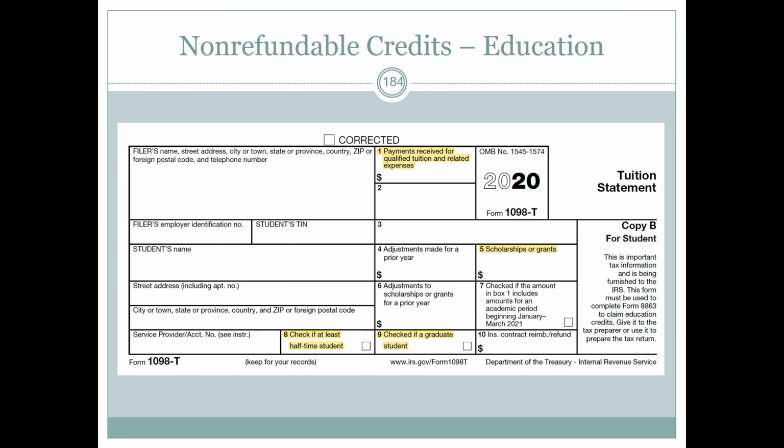For all of the credits, either the student had to be a half-time student, or they were a graduate student. So where do you get this information from other than talking to the taxpayer? You would get that from box 8 and box 9. Typically, the institution will check box 8 if the student was a half-time student, which is a qualification for the American Opportunity Credit, and check box 9 if it's a graduate student. A graduate student would not be eligible for the American Opportunity Credit. But once again, when you input all this information into TaxSlayer, it's going to automatically complete that form.